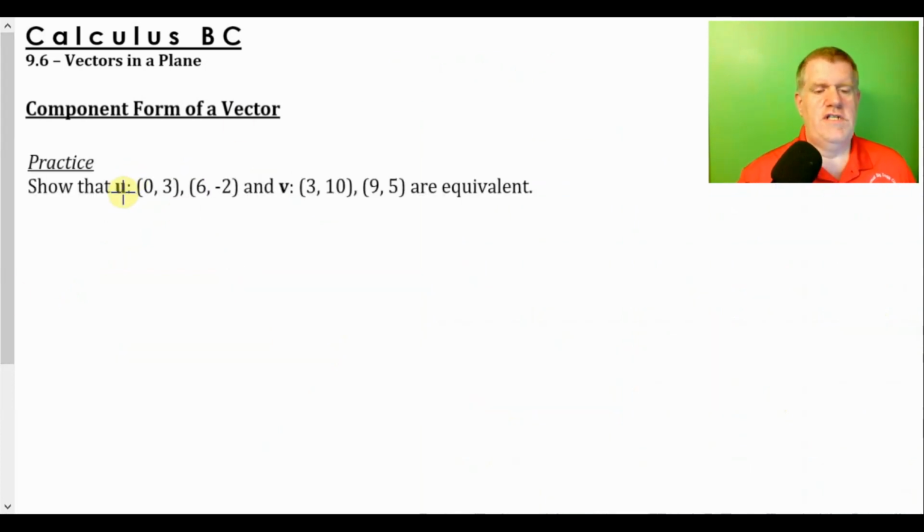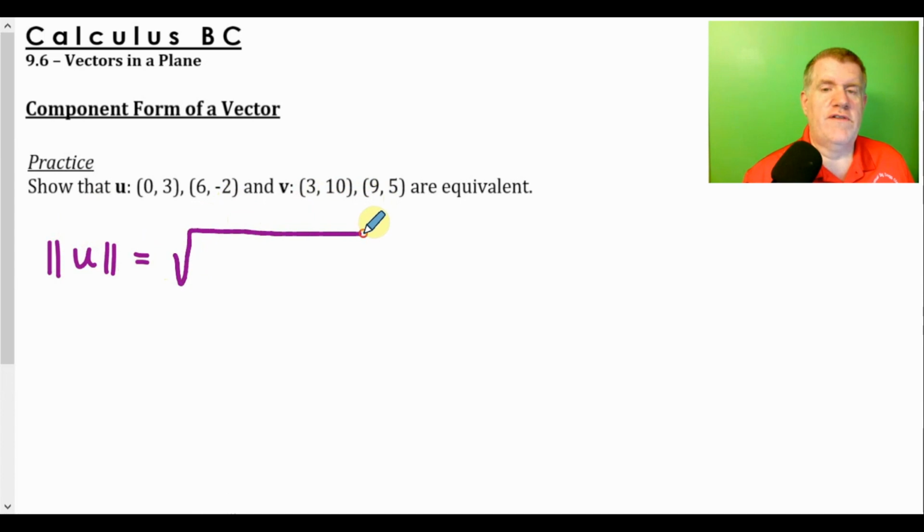Let's show that these two vectors that have these rectangular coordinates would be equivalent. So really, it's just from the point (0, 3) to the point (6, -2). Is that the same length and direction as (3, 10) to (9, 5)? Well, you guessed it, easy enough. We just figure out first the magnitude. Now the magnitude we denote with double lines on each side, but it's really just the distance. Good old Pythagorean theorem or distance formula.